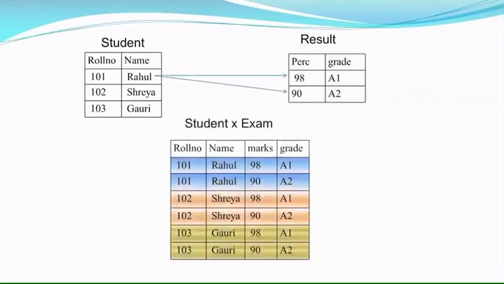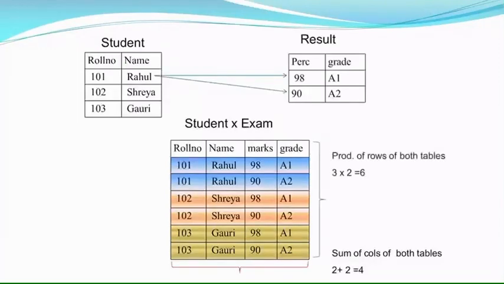Also, you have to notice one point. Columns of the resultant table equal the sum of columns in both the tables. Here 2 plus 2, that is columns of student table plus result table. Also, rows of the resultant table equal the product of rows of both the tables. Here 3 into 2, that is 6 rows. The student table has 3 rows and the result table has 2 rows.